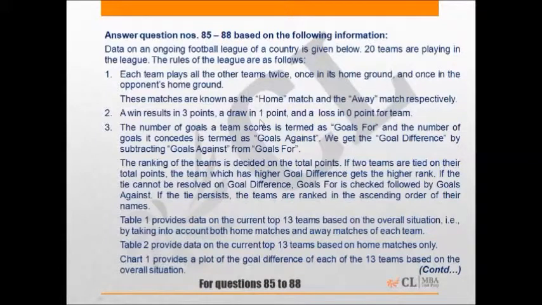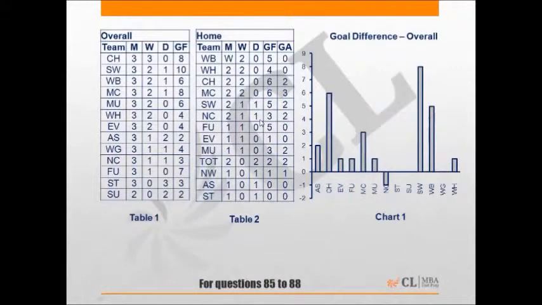Even after these mechanisms are arranged, if a tie persists, the teams are ranked in ascending order of their names. Table 1 provides data on the current top 13 teams based on the overall situation, taking into account both home matches and away matches of the team, which is shown in Table 1.